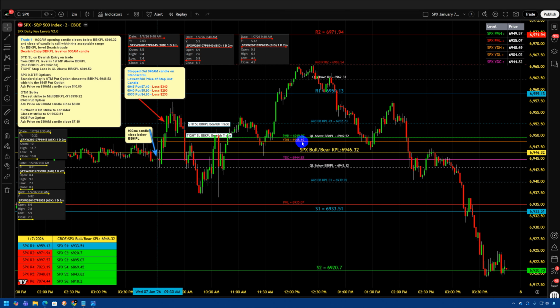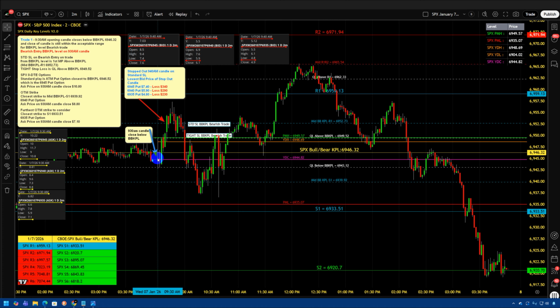Okay, so here we have trade number 1. Here we have the 9:30 a.m. opening candle here. As you can see, we have a very long wick above and a fairly long wick below, and we have this little micro body here. So this is a candle of indecision.